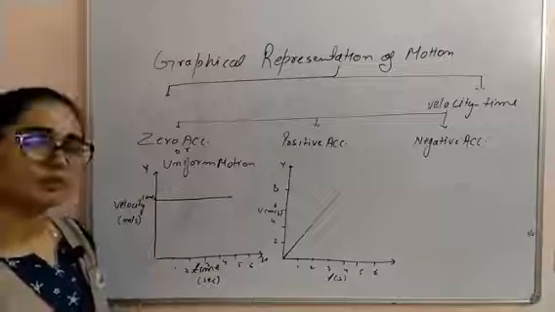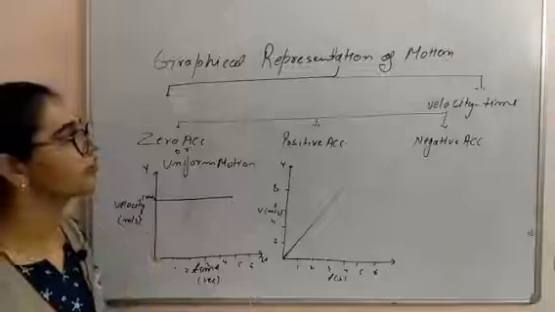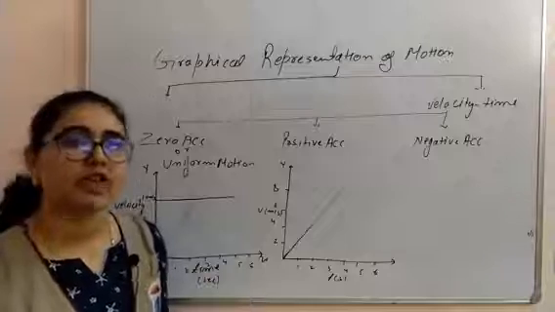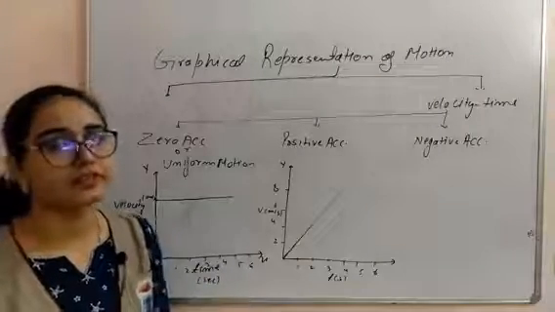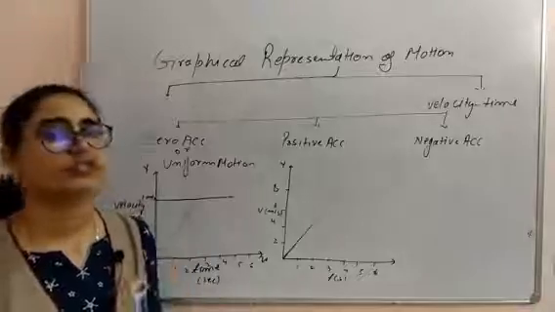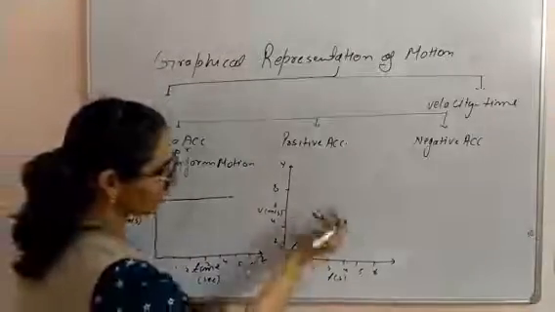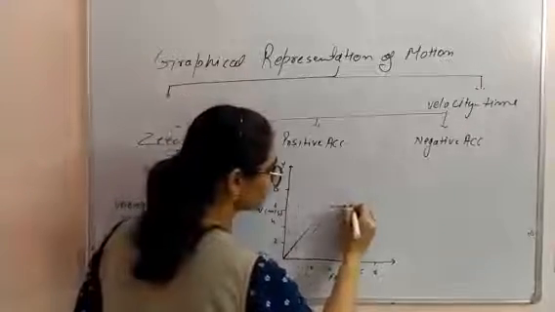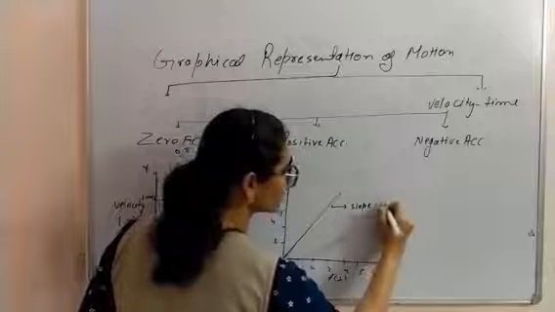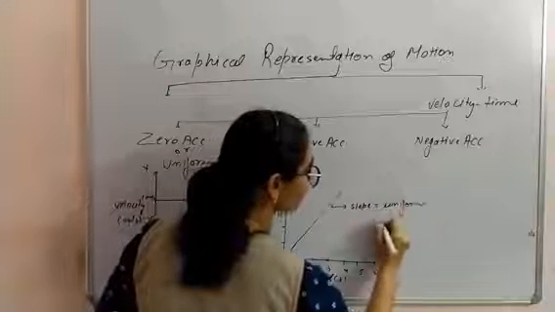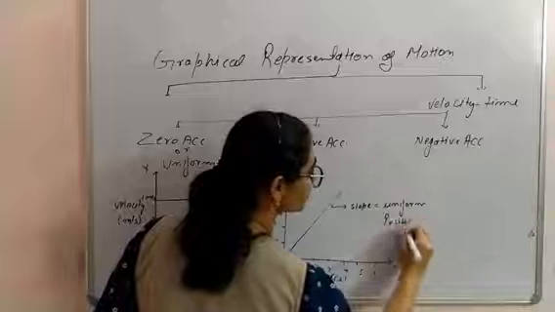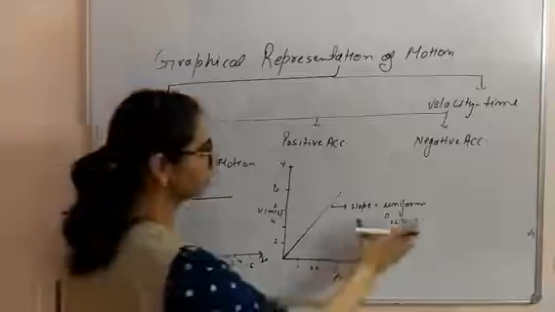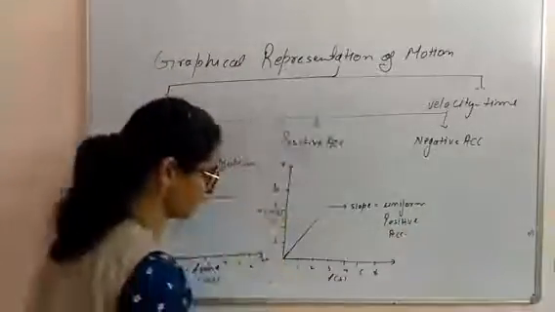But when we are talking about positive acceleration, there are two complete possibilities. We can say there could be uniform acceleration or there could be non-uniform acceleration, uniform positive acceleration or non-uniform positive acceleration. So when you are getting a perfect slant, a perfect slope, this type of slope is for uniform positive acceleration.